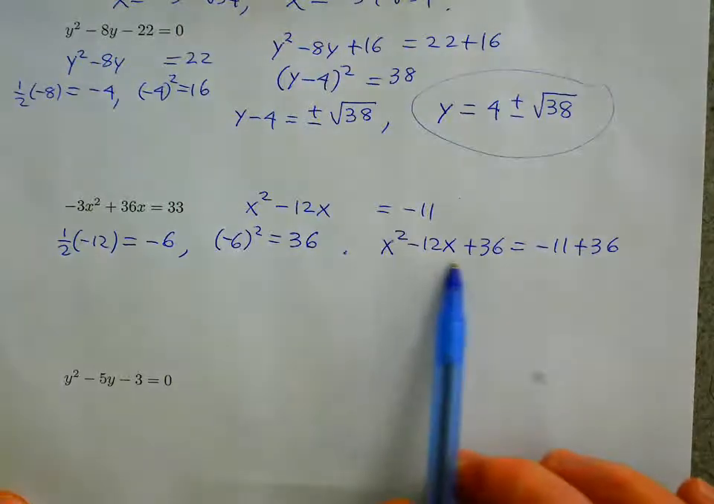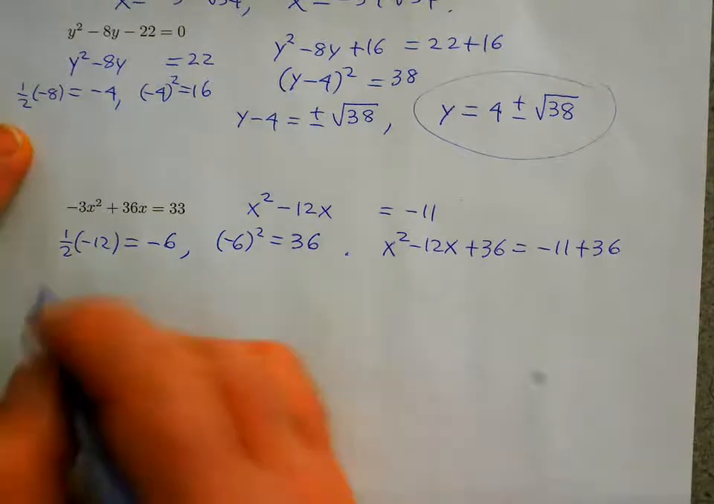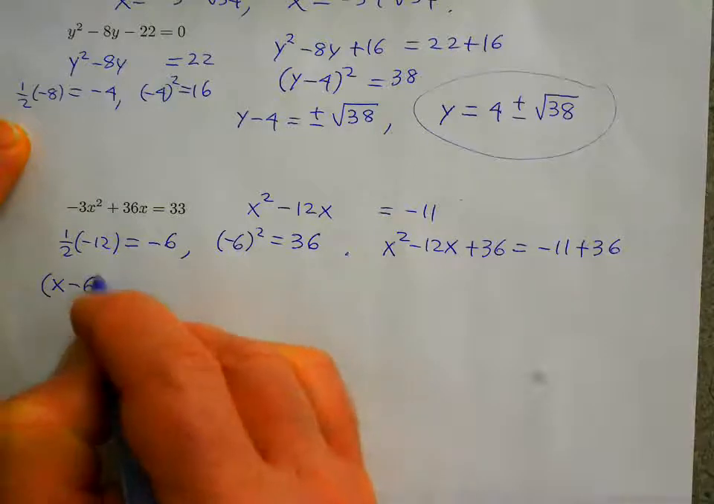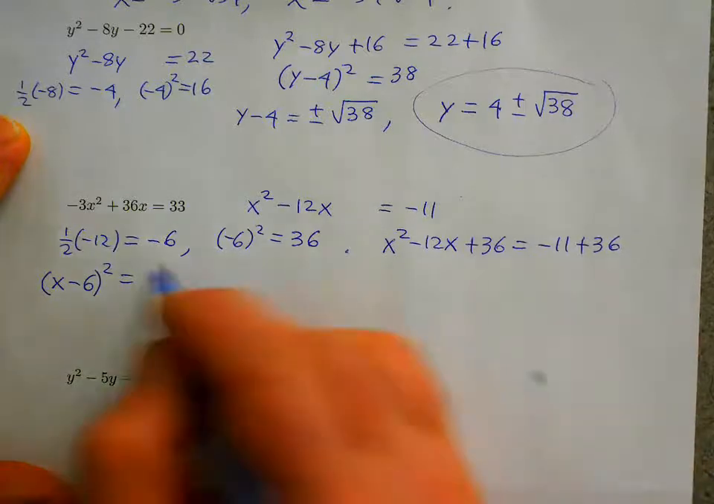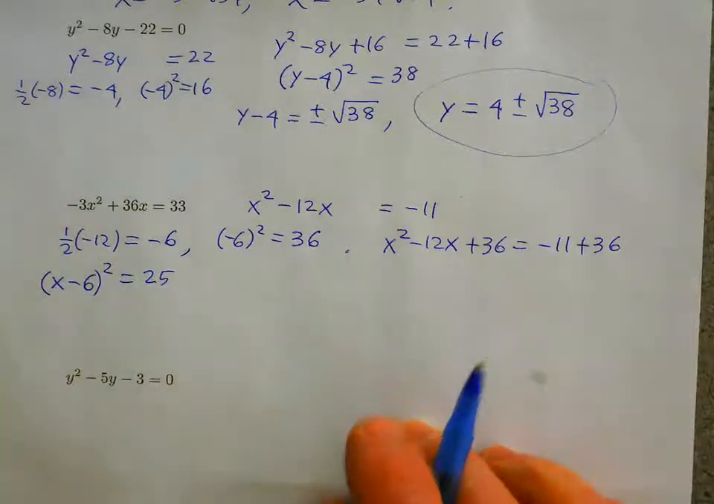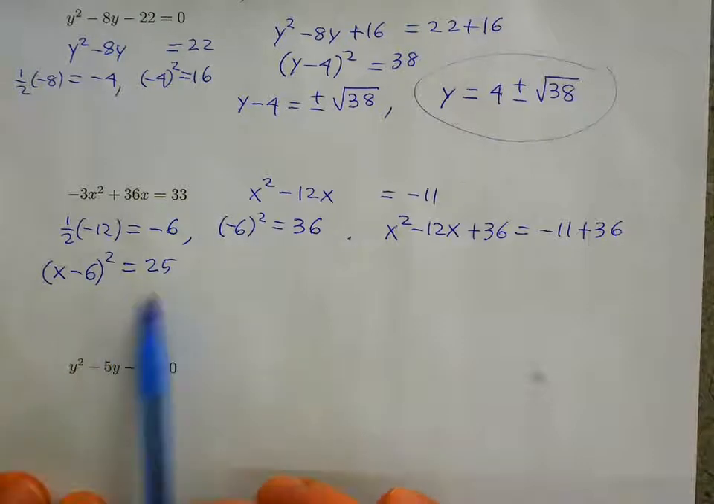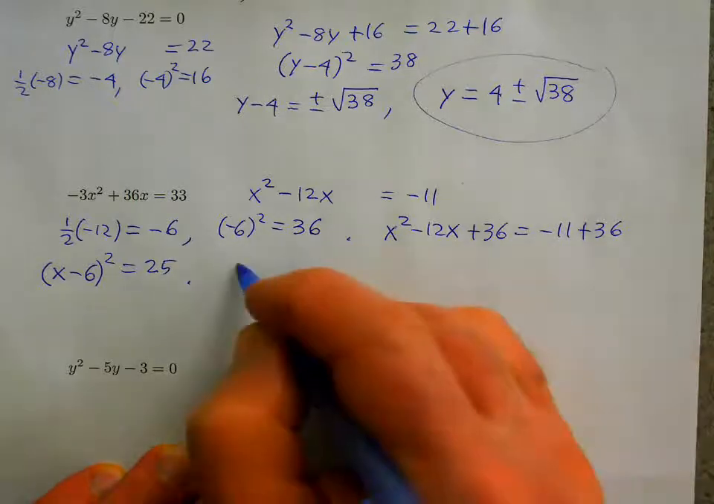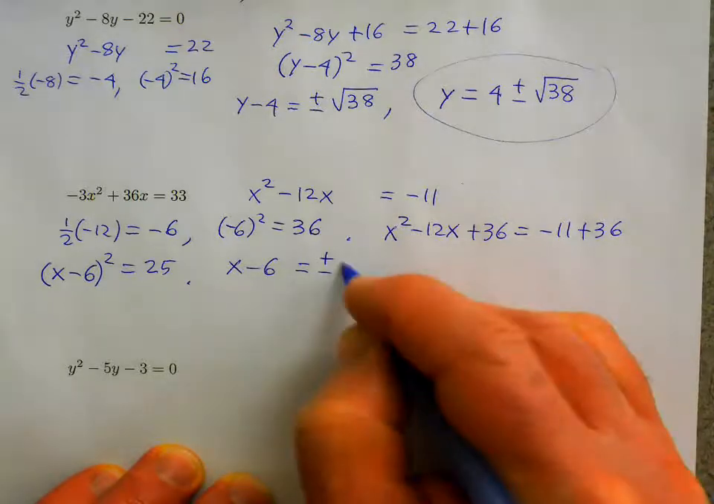X squared minus 12x plus 36 is a perfect square trinomial. So we write it as a binomial squared. It's x minus 6 squared. And then the right-hand side, -11 plus 36 is 25. Now we apply the square root property. We have the binomial x minus 6 squared equals 25. When we apply the square root property, we get x minus 6 equals positive and negative square root of 25.